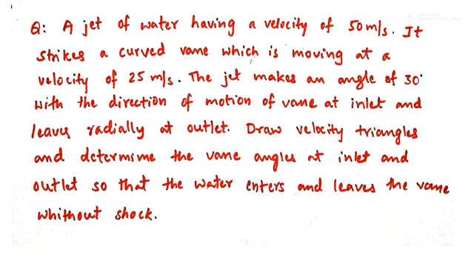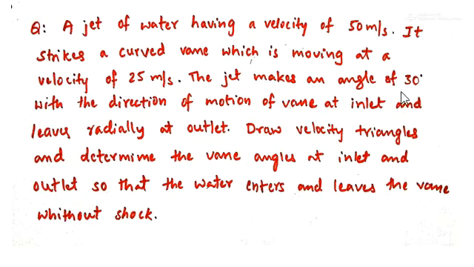Now we are seeing a problem from the topic impact of jet on vanes. Let's see the problem. A jet of water having a velocity of 50 meters per second strikes a curved vane which is moving at a velocity of 25 meters per second. So here the velocity of the jet will become V1, that is 50 meters per second, and the vane velocity will become u1 or u2 or u, that is 25 meters per second.